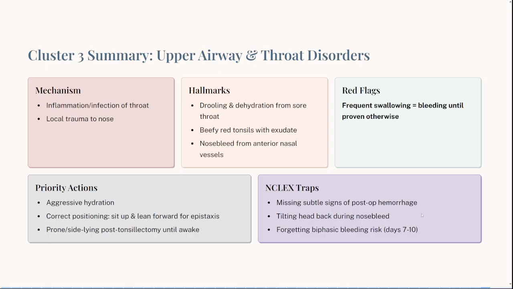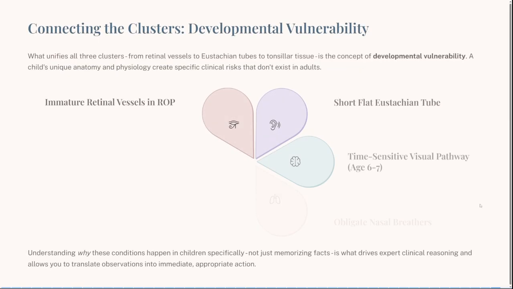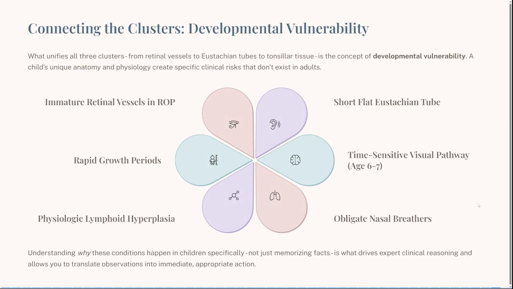Fantastic. That's a really solid breakdown of all 3 clusters. Yeah, we've covered a lot of ground from the eyes down to the throat. And I think the big thing that connects all of it really is this idea of developmental vulnerability. Can you expand on that? Well, think about it. The short, flat eustachian tube causing ear infections, the immature retinal blood vessels in ROP, the fact that babies have to breathe through their noses, that time-sensitive window for the visual pathway to develop in strabismus. It's all about how a child's unique anatomy and development creates specific clinical risks. And understanding that is what drives our reasoning. It's not just memorizing facts. It's knowing why these things happen in kids specifically.